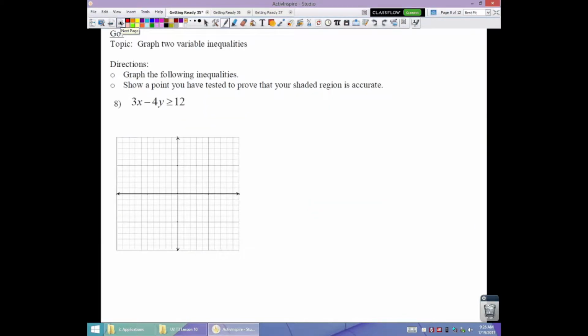Okay, now we're going to graph some inequalities. We're starting here with, in number 8, there's only one inequality. It is not a system of inequalities. So we've, in class, talked about a couple of different ways to arrive at this graph, but I'm going to go ahead and just leave it as an inequality and solve for y, as if I'm doing slope-intercept form.